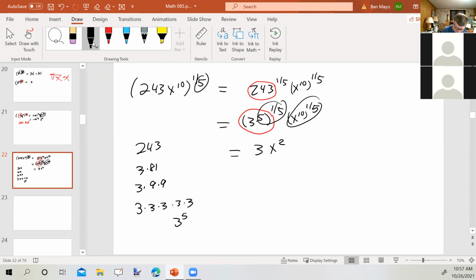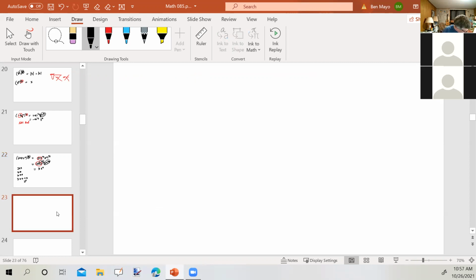Okay. It says evaluate each expression, 27 to the 2/3 power. So the 2 on top means I'm squaring it. The 3 on the bottom means I'm taking the cube root of it. So let's say I've got something like this, a to the m over n power. M is the power and n is the root.